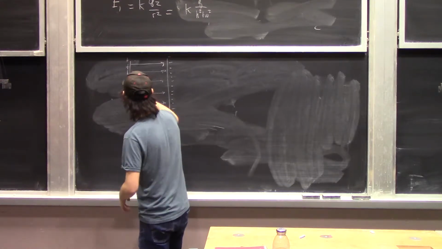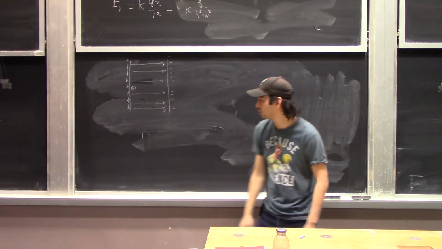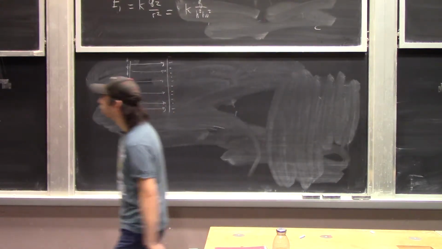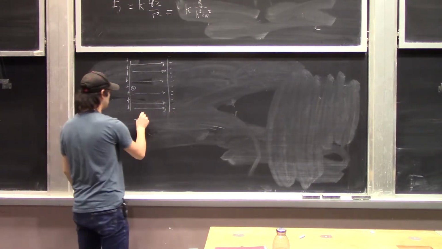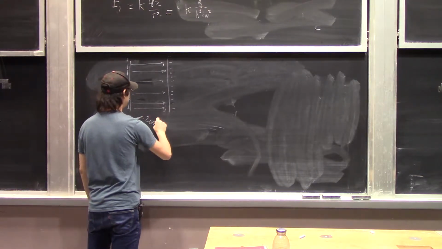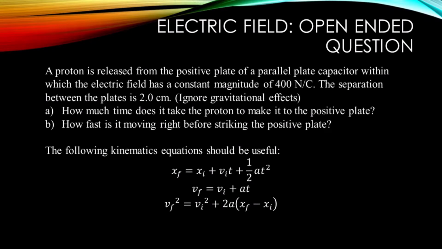And so what we want to find is, if I put this charge here, I have some positive charge right next to the positive plate, we want to find how long it takes to go between the plates if we know that this has a distance of 2 centimeters separation. So this is going to be 2 centimeters. And we want to find how long that takes and how fast it's going when it gets all the way over here, if we release this from rest.